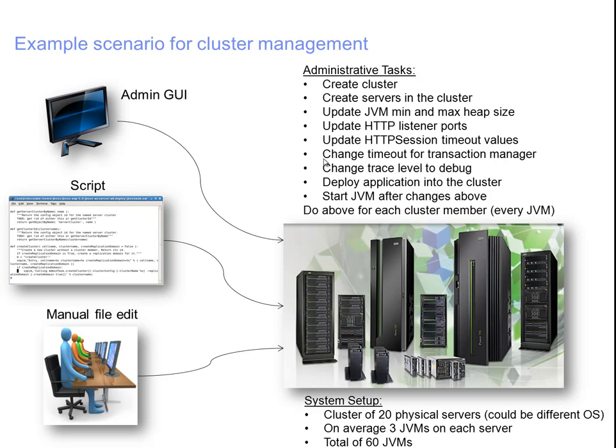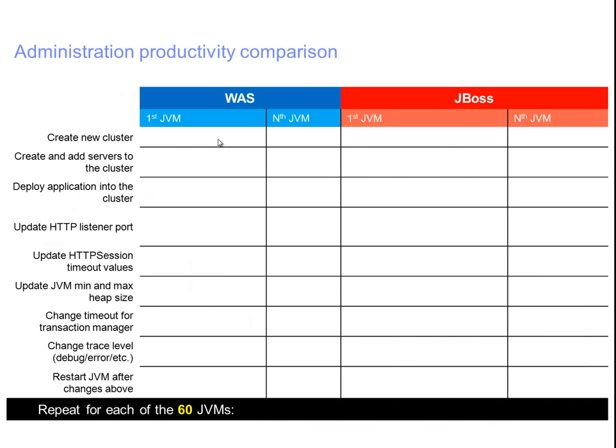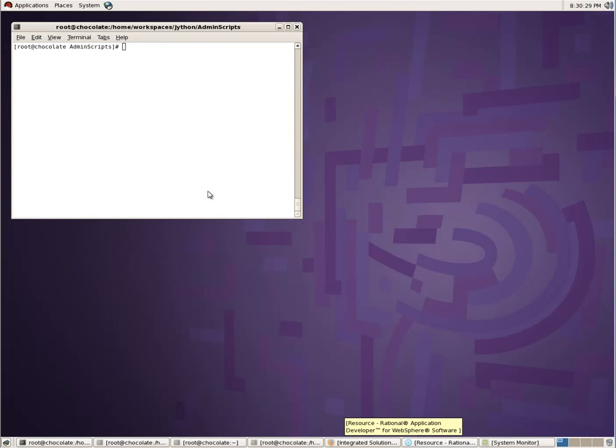And as we have discussed previously, it would be nice if in a production environment we could do all of that automatically using a script as a preferred option, not using manual file editing, not using the administrative GUI, but using repeatable scripts that we know work, that we tested, and this is what we will attempt. So let's see how we can do this in WebSphere. We'll create a new cluster again, add new servers, and deploy an application into the cluster, and we will repeat it for multiple JVMs, and we will see how WebSphere and JBoss compare.